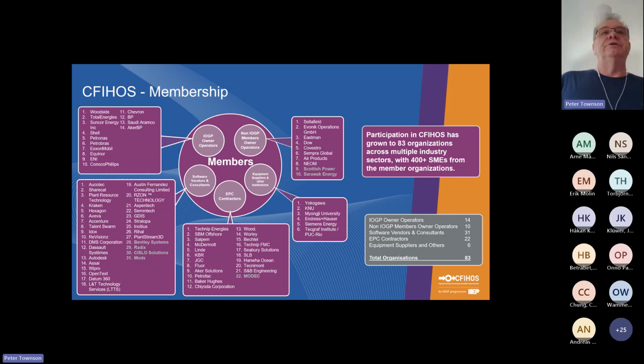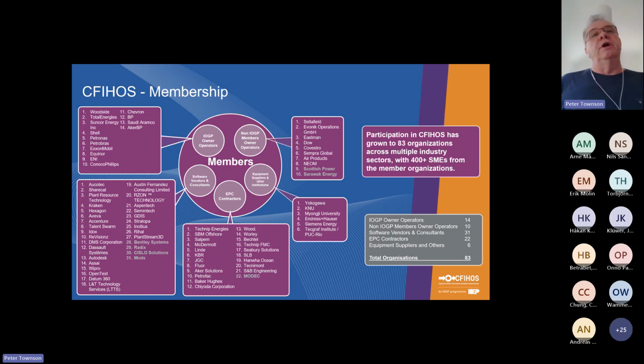Those 5 membership groups are broken down into what we call the IOGP owner operators, and they are predominantly oil and gas companies, or energy companies as they like to call themselves these days, that are also members of IOGP. We've got 14 members that are currently actively involved. And as you can see, there's some of the world's super majors that are part of that.